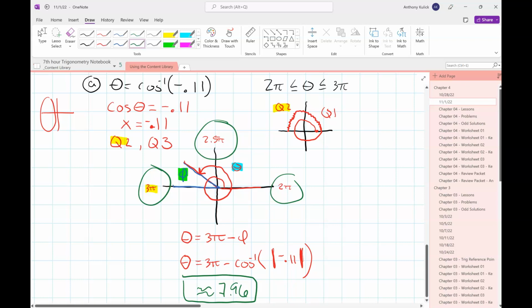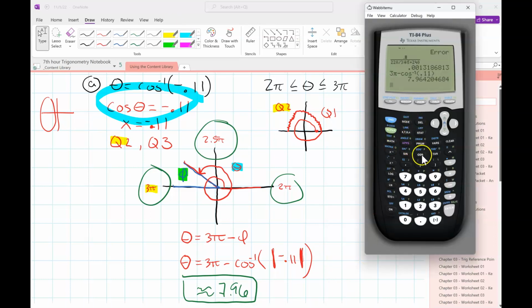Now, you can check this. To check this answer, you need to check 2 things. The first thing I need to check is to make sure that angle theta satisfies that equation. So if I do cosine of that angle, I better get negative 0.11 back, which I do. Great! That's step 1.